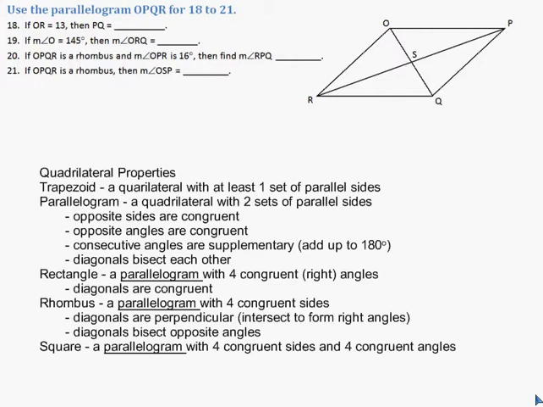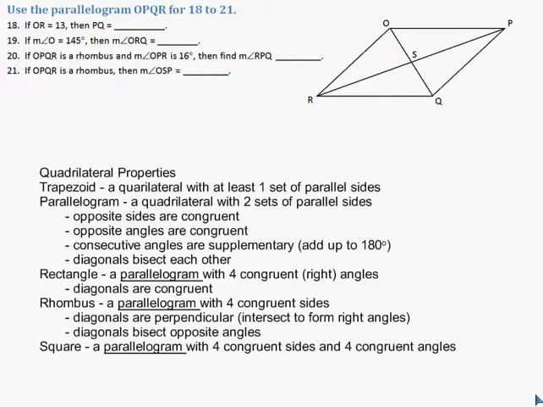Trapezoid has to have at least one. Parallelogram has two sets, and so it does have at least one. So a parallelogram, as defined here, would be a type of trapezoid. Under the definition, I listed the different properties that we learned.